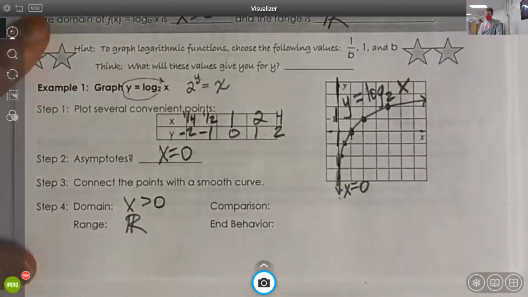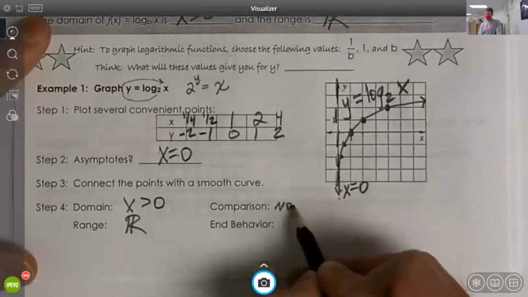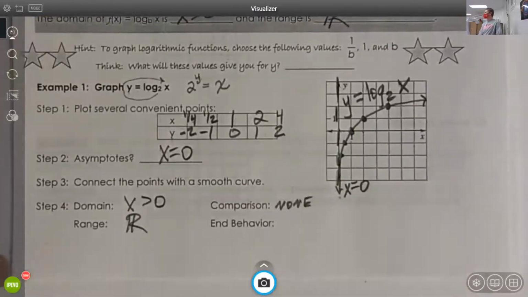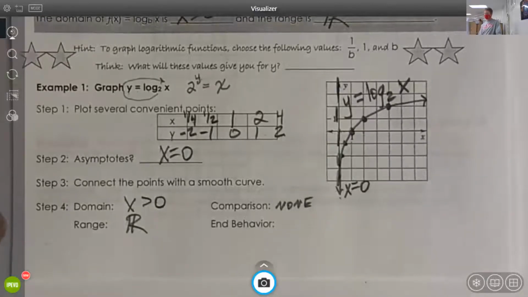For our comparison, there is no comparison. There is no transformation. There's no stretching. There's no translating. There's no reflecting. All those would be possible with a logarithmic graph.